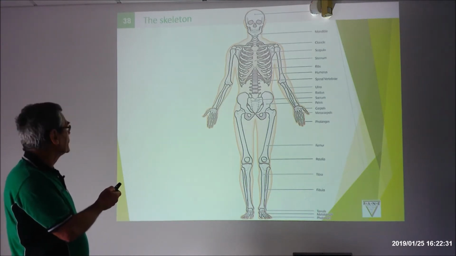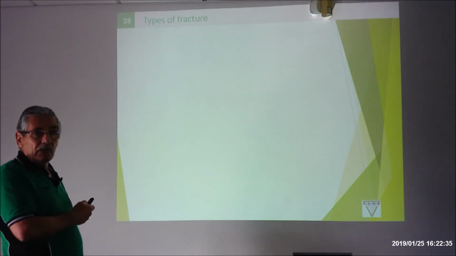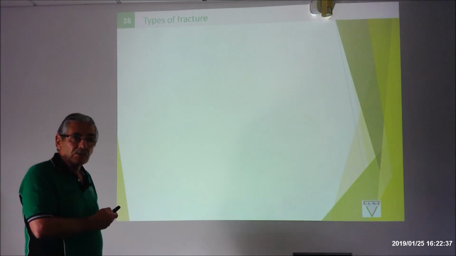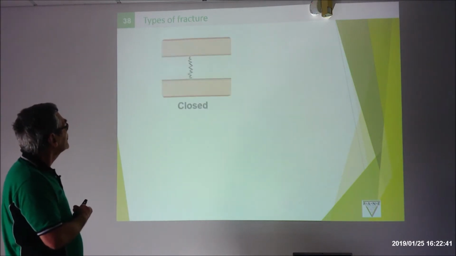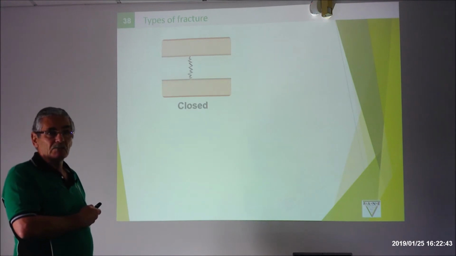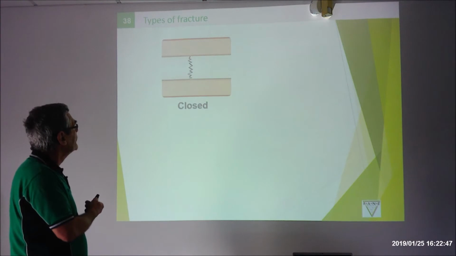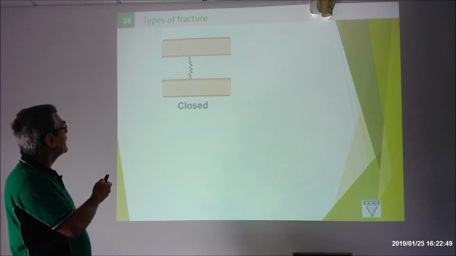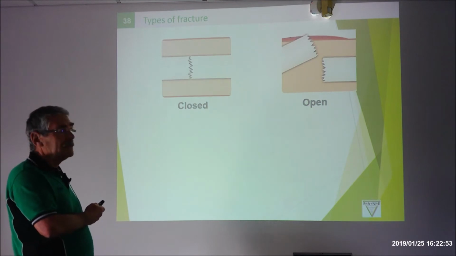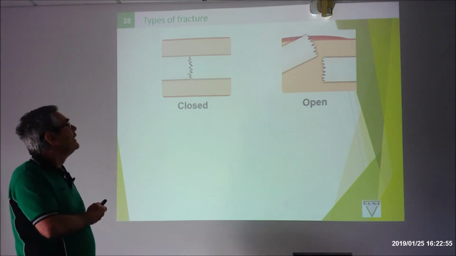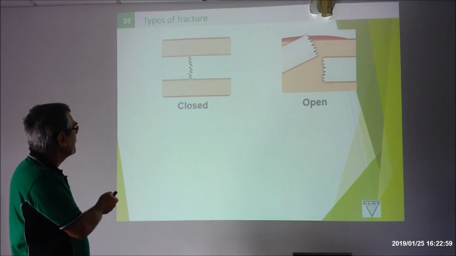The next thing that we're going to look at is the types of fractures that you could come across in your workplace. First one, a closed fracture, which means the bone does not come through the skin. Very, very painful. We'll discuss signs and symptoms in a minute. Next type of fracture, an open fracture, where the bone actually penetrates through the skin.